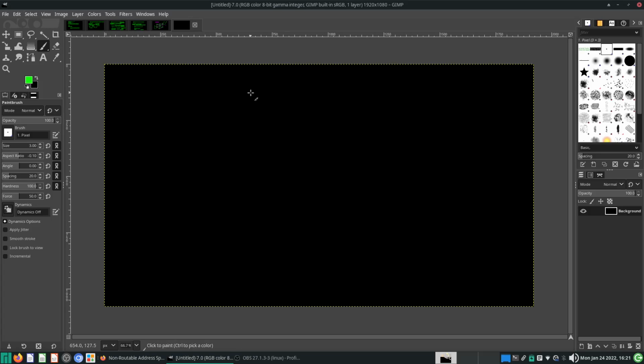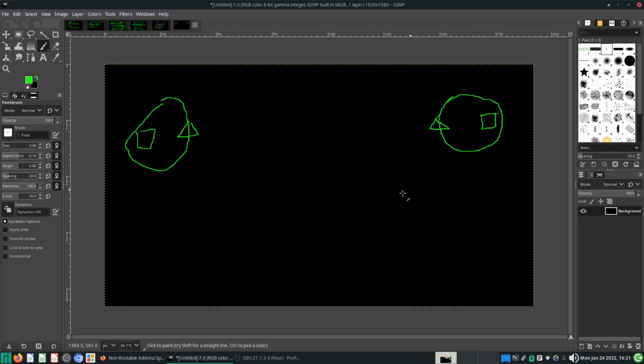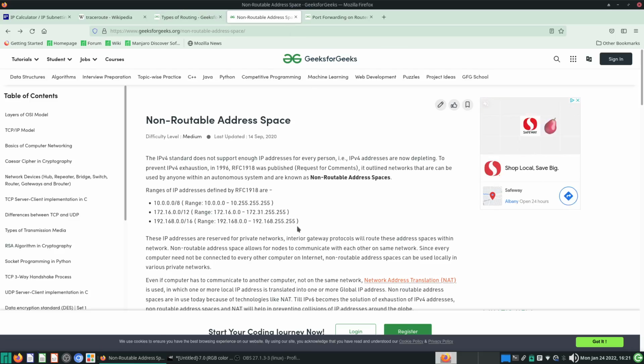So let's begin. Let's say you have a network A with a computer and a router, and then let's call this network B. Again, another router, another computer.